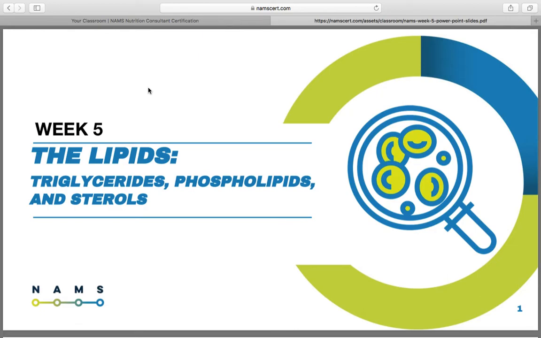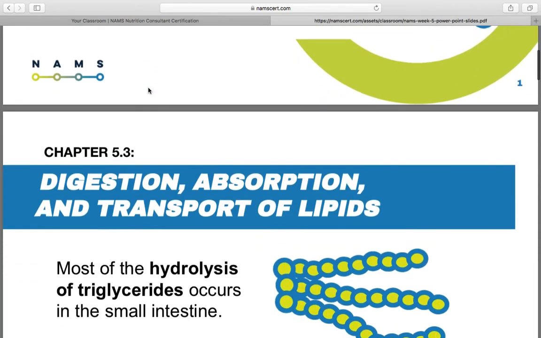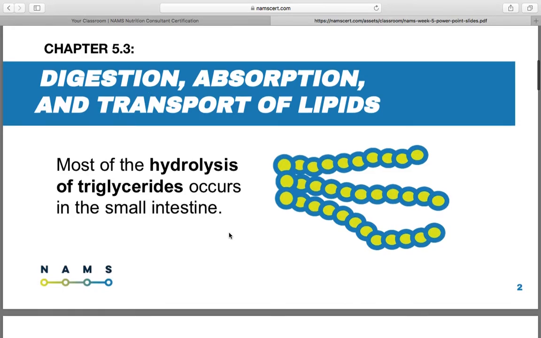So in this lesson that I'm going to go over, I'm going to show you guys some slides. Please do your best to take notes on all the vocabulary that you see on your screen. So on our first slide, it's going to be digestion, absorption, and transport of lipids. Most of the hydrolysis of triglycerides occurs in the small intestine.